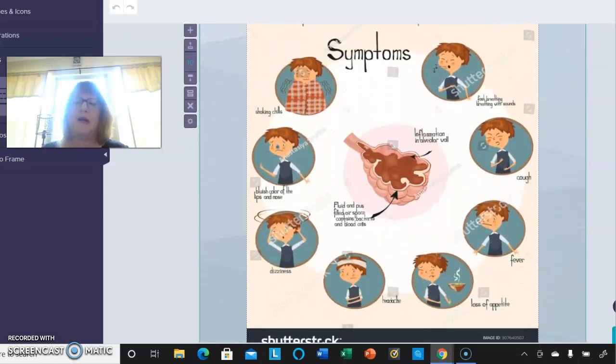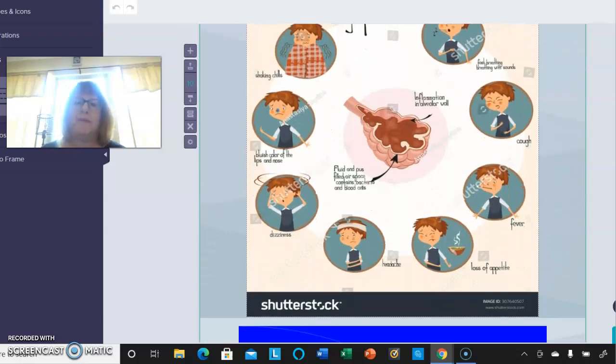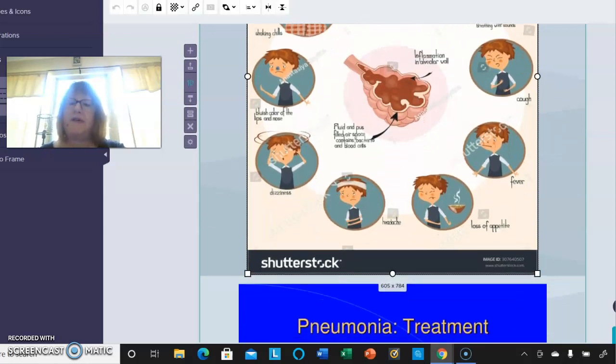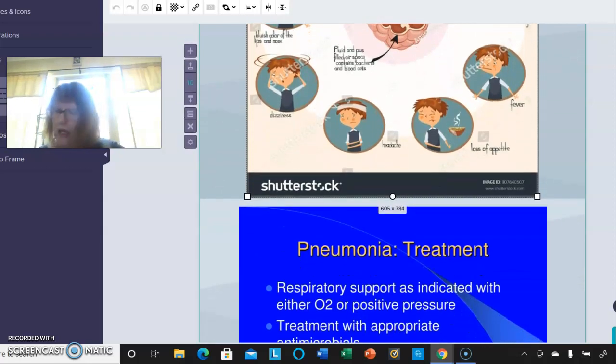Some symptoms are shaking or chills, and a bluish color of the lips and nose. This can be very common in young infants. Other symptoms are dizziness, headaches, loss of appetite, fever, and of course a cough. You can see that fluid and pus can fill the airspace, which contains bacteria and blood cells, and cause the alveoli wall to be inflamed.